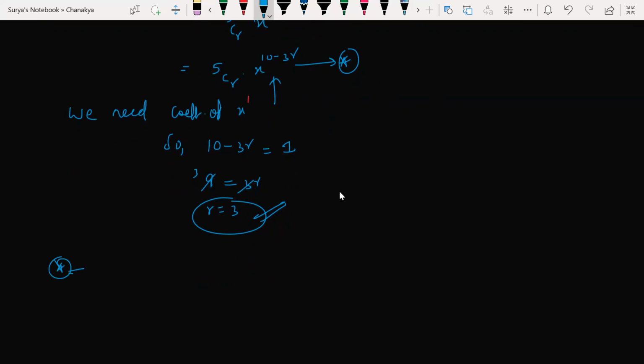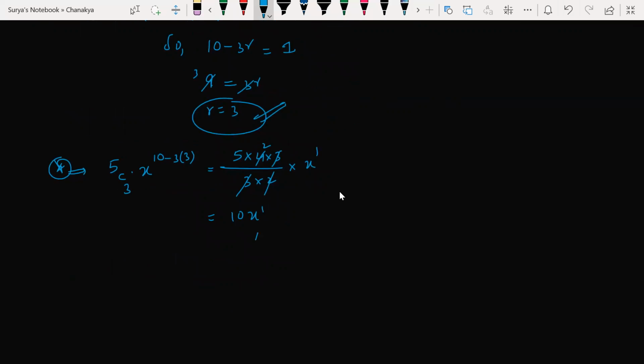From the star equation, 5Cr into x to the power of 10 minus 3 into 3. What is the 5C3 answer now? 5 into 4 into 3 by 3 into 2 into 1, into x to the power of 10 minus 9. So 10 x to the power of 1 I got. So the coefficient of x is 10. That is the answer.